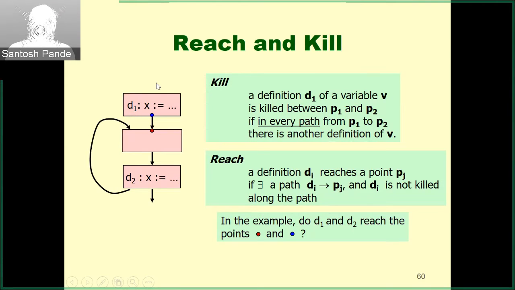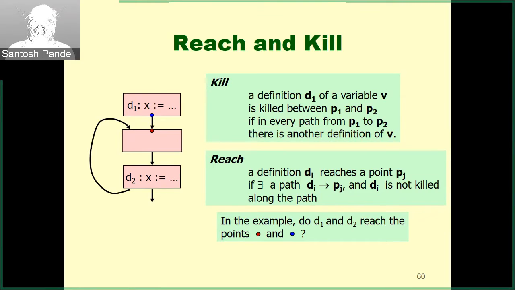So, along this D1, where it originates to this blue point, we don't face any other definition of X which will have overwritten its value and changed it from where it starts. And therefore, the D1 does reach here in this particular case to the blue point. Therefore, only D1 reaches. Agreed?